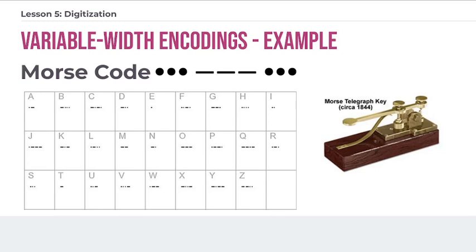Morse code uses variable length encoding because each symbol is represented by a sequence of these values, these longs and shorts. The sequences for alphabetic characters, the letters, vary from 1 to 4 dots or dashes. Typically the telegraph operator would pause between each symbol, and that's how they would know that one symbol was done and they were waiting for the next signal.